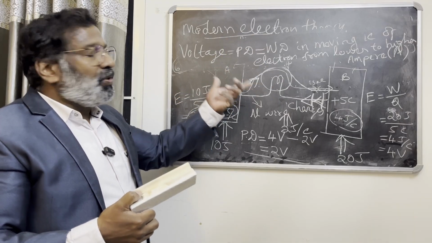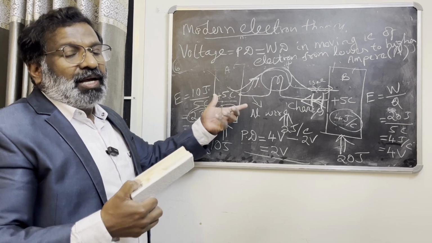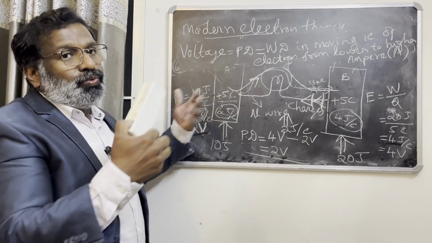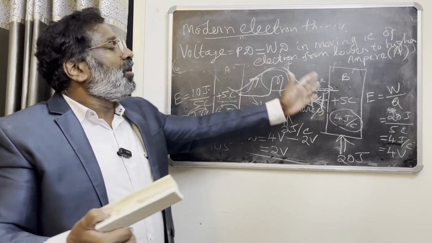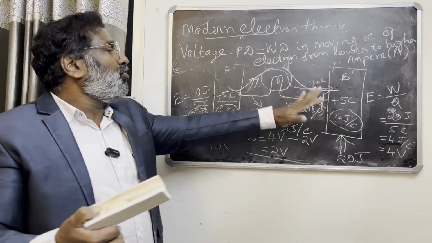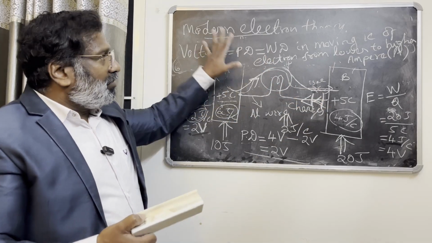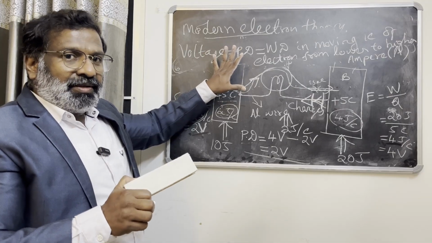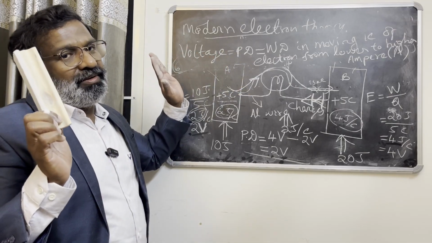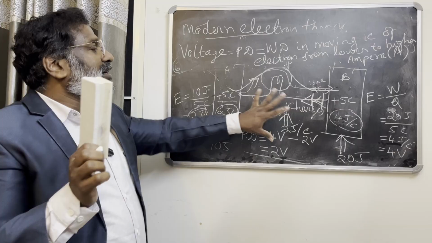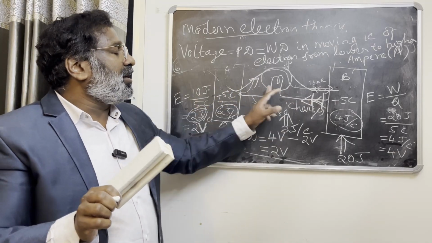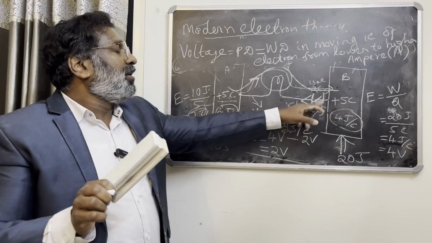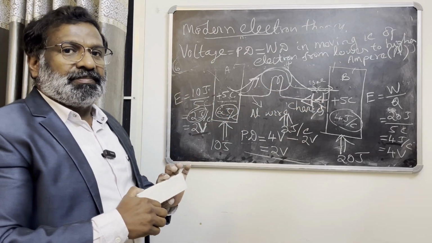So 2 volt means I have to give 2 joules of energy for moving 1 coulomb of electron from lower to higher potential, from body A to body B. But even though we know this, we still use only volt convention. We believe that electric current is due to flow of positive charges. So while marking current direction, we have to mark in the direction of higher potential to lower potential only.